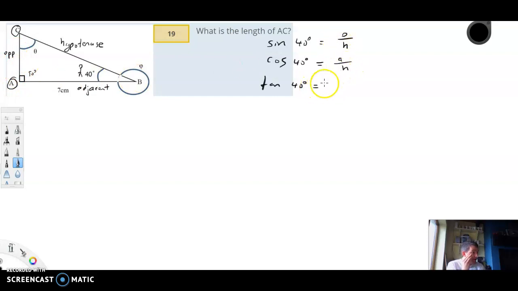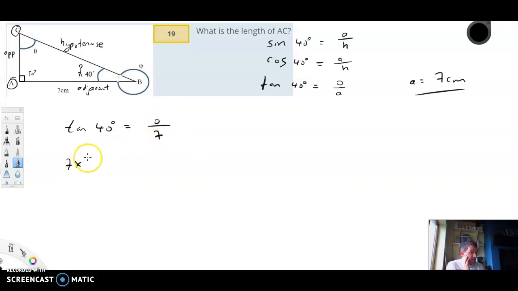So it's going to be tan. Tan, two old angles, opposite over adjacent. Now we know that our adjacent equals 7 centimeters. The length of our adjacent is 7 centimeters. So tan 40 degrees equals the opposite, what we're looking for, over 7. Multiply both sides by 7.